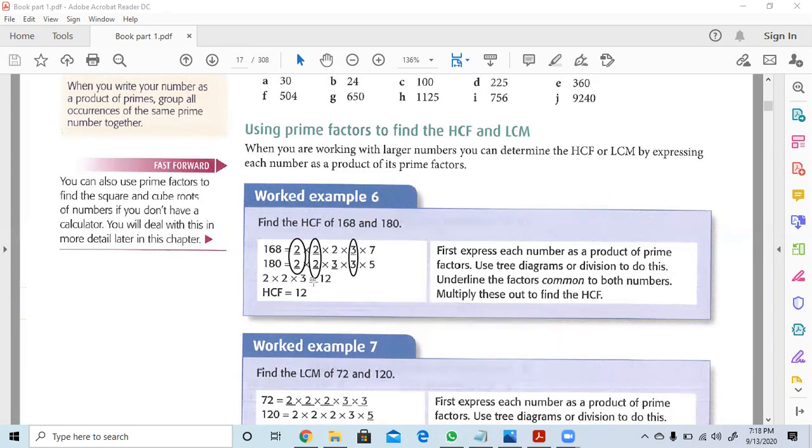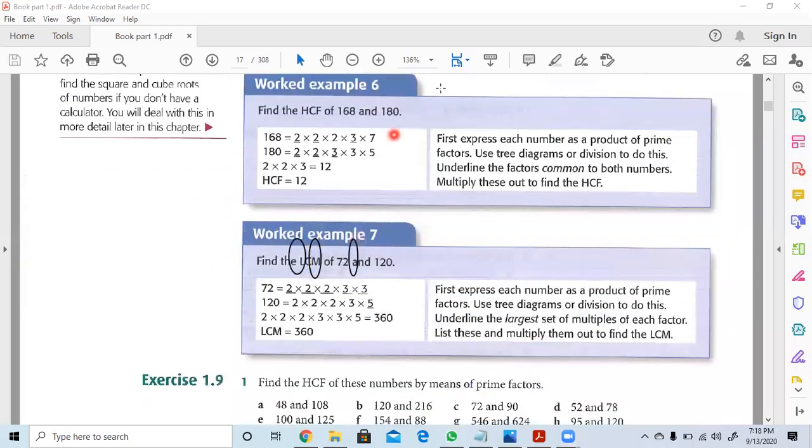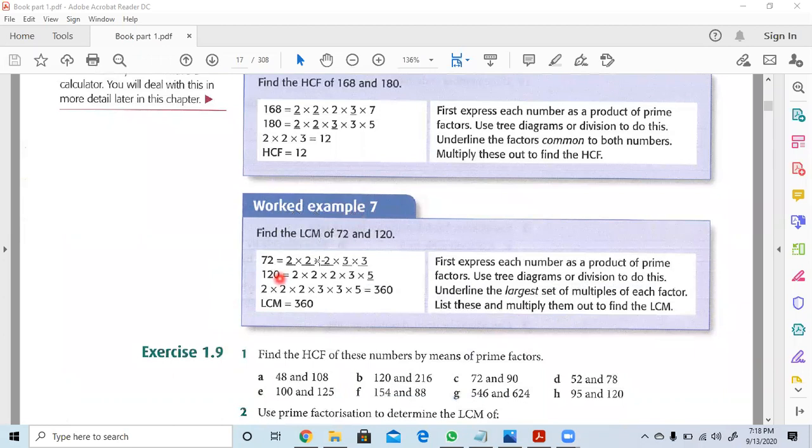So its HCF is equal to 12. So here is your answer, that is your LCM. Okay, so I hope all of you understand. Now same like that, same as it is. So you are solving LCM for two questions.